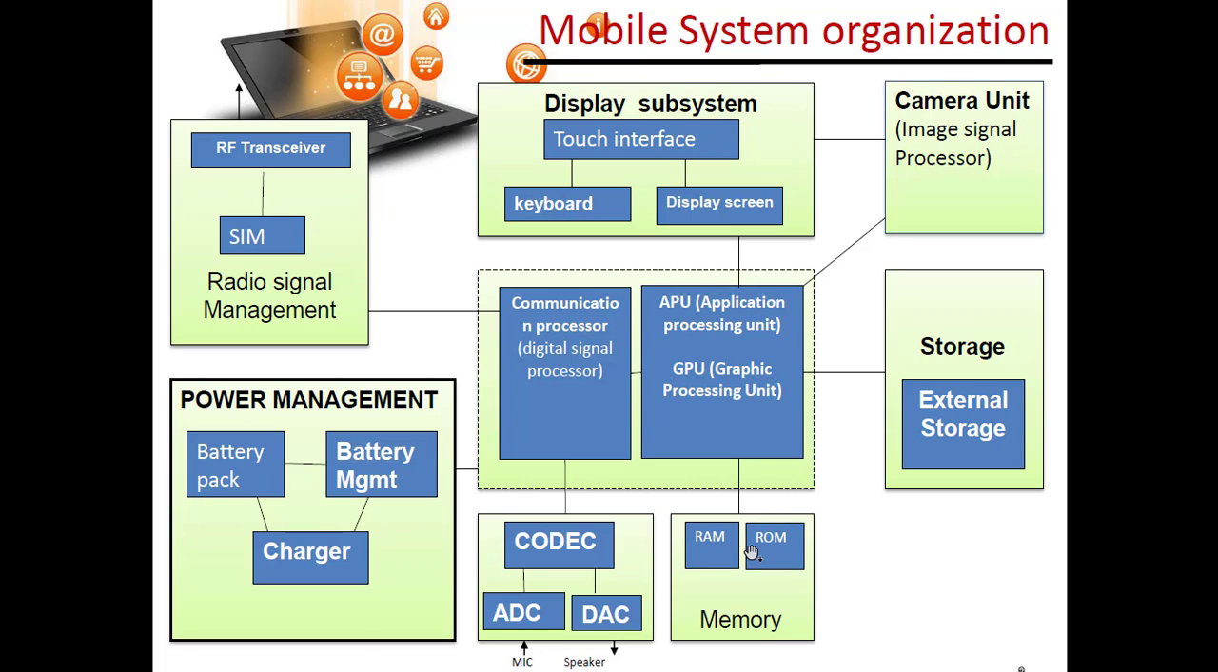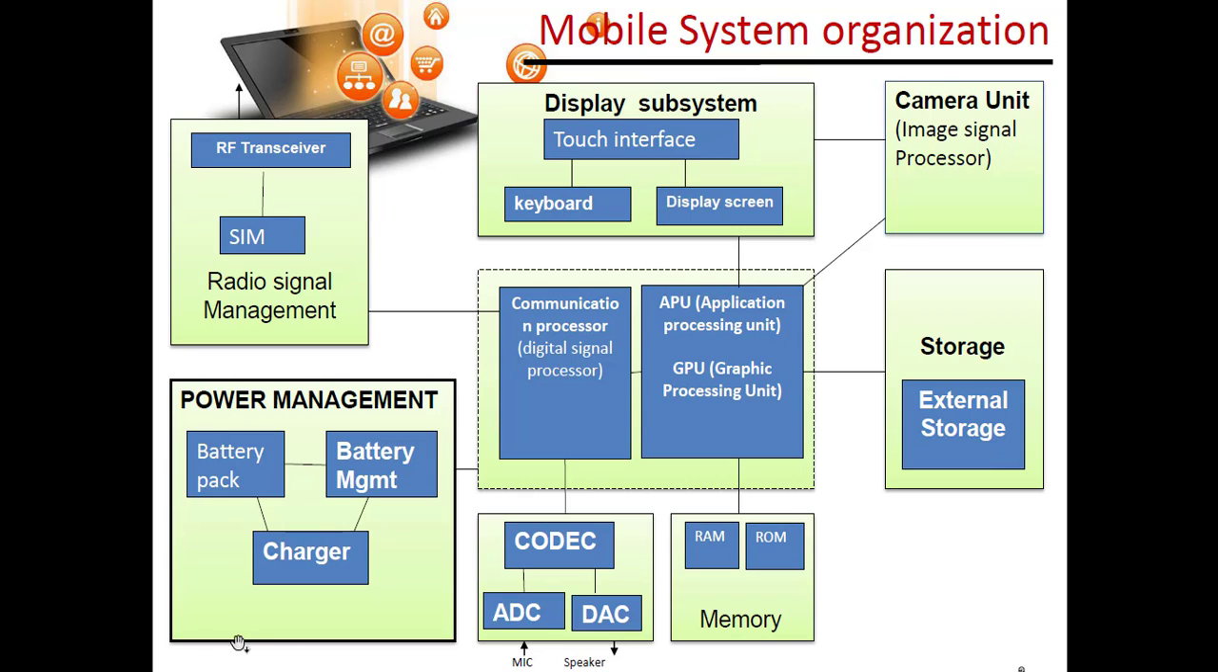The third one is storage. So this storage contains external storage. So it is the SD cards or micro SD cards that we use in our mobile systems. So we can remove them easily. We can store pictures, music, videos and other things in this external storage.